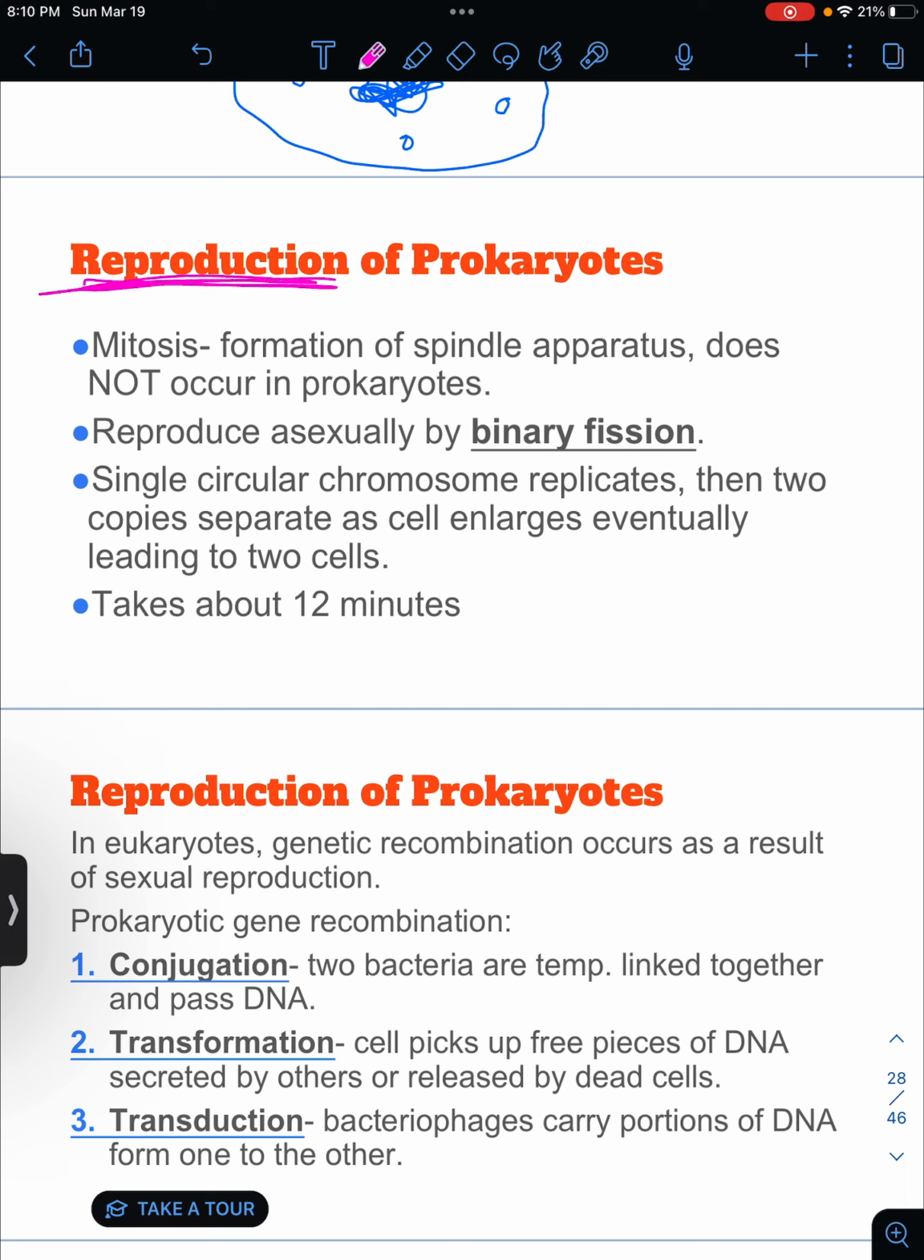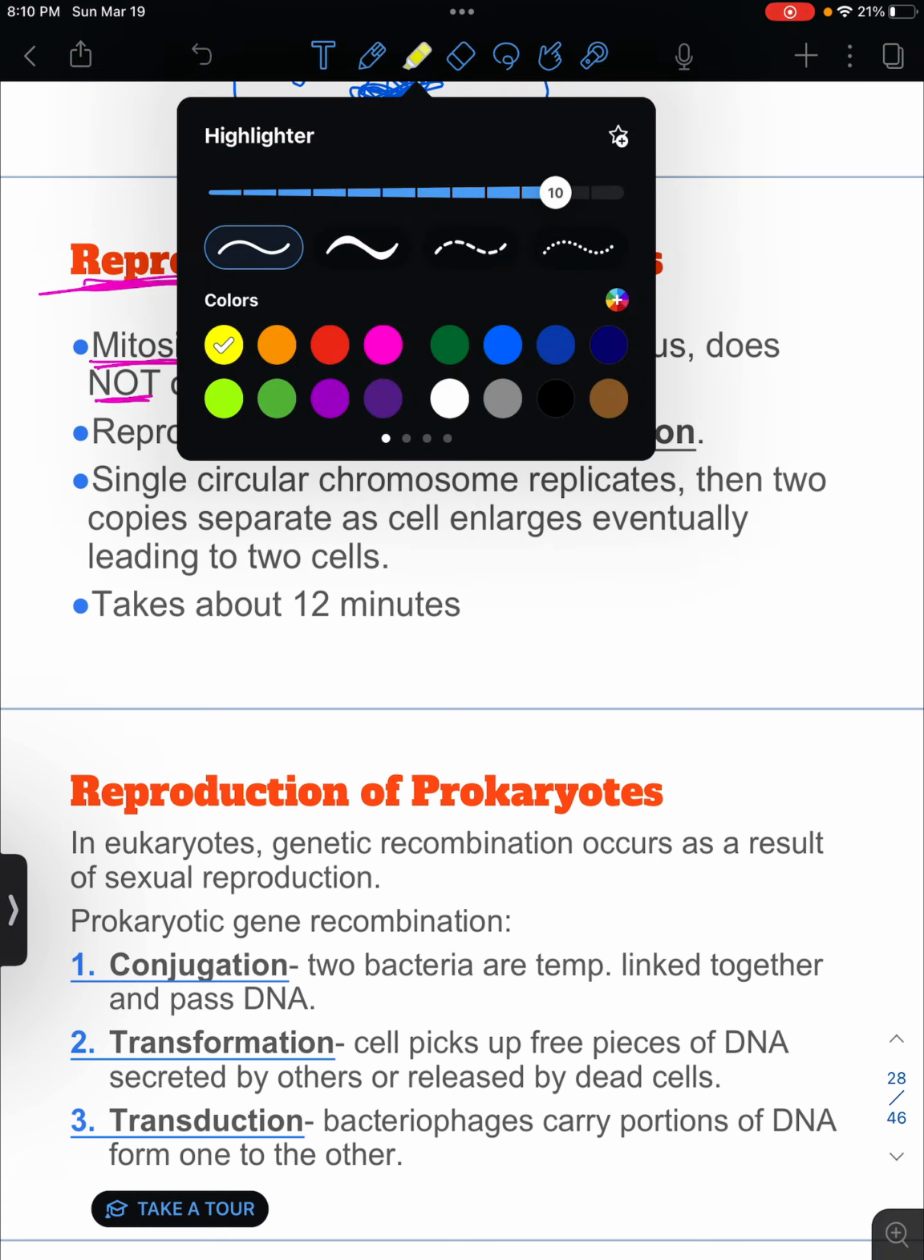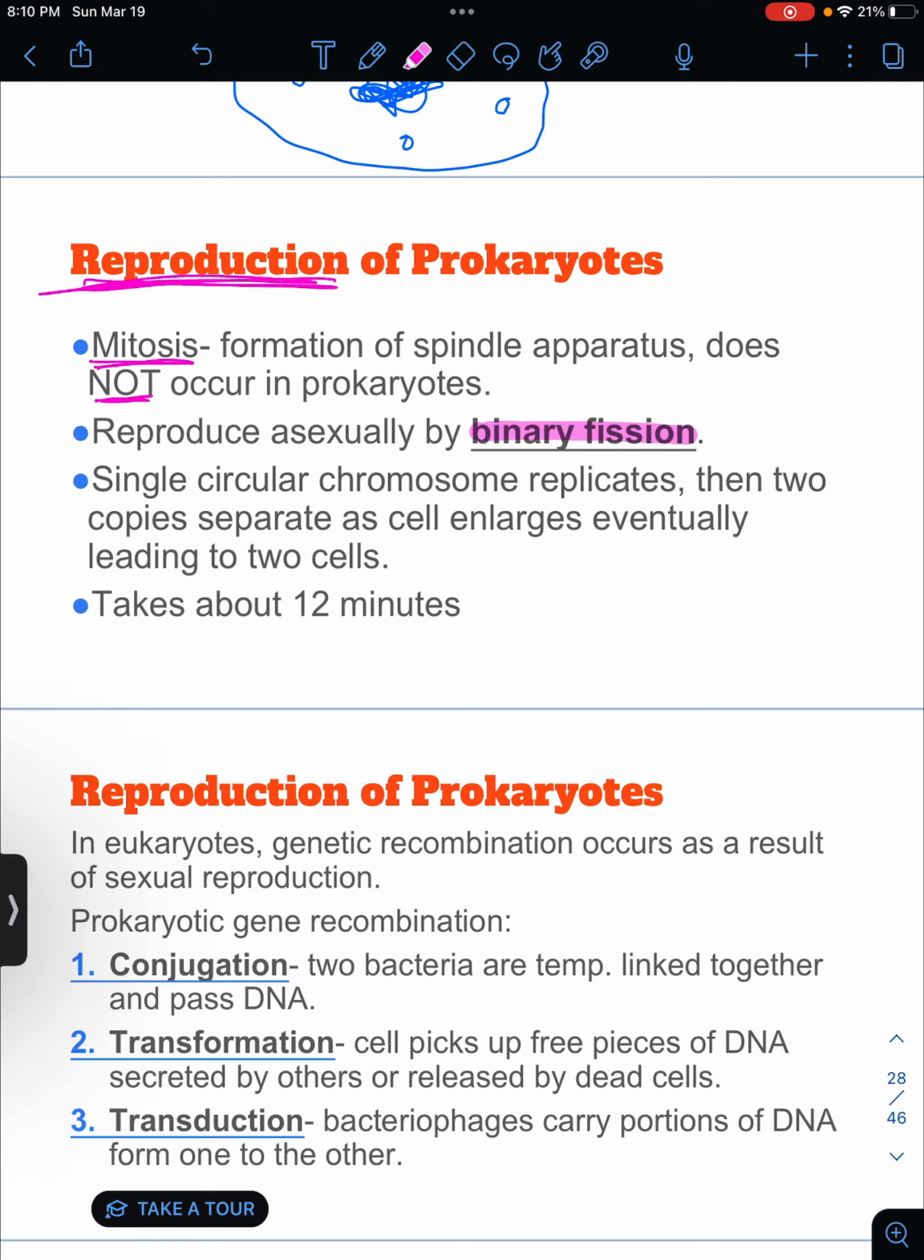The reproduction of prokaryotes. Mitosis, we already know all this, the formation of the spindle apparatus. This does not occur in prokaryotes. They have a thing called binary fission. If you think of the word fusion, what do you think of? Something that's fused together, coming together, right? Well, fission is the opposite. If fusion is coming together, then fission is going to pull apart.